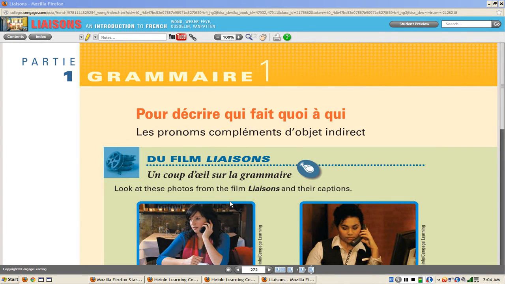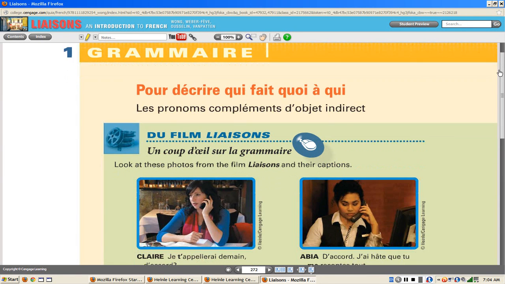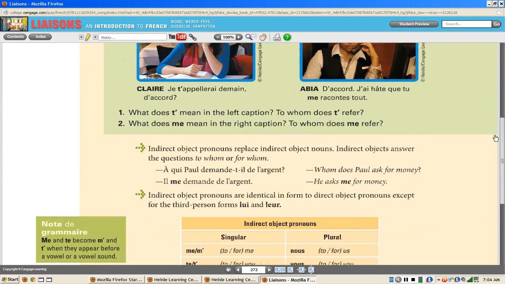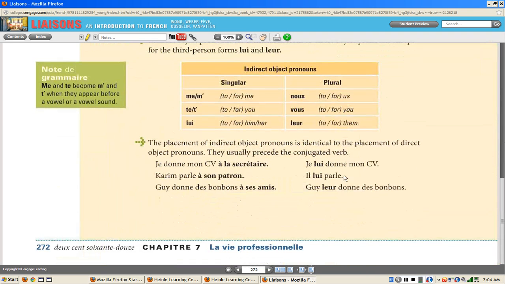Bonjour. Once again, we're going over les pronoms compléments d'objet indirect. The book gives this description pour décrire qui fait quoi, à qui. À qui is the key word for indirect objects, because indirect objects are after a preposition, like à most of the time.